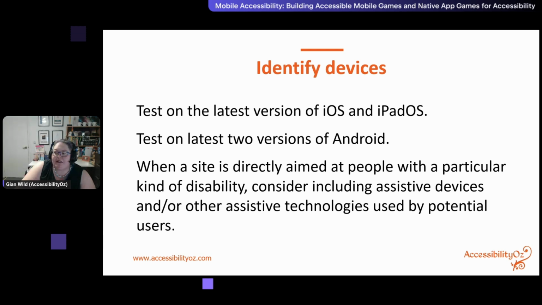And just think also, when a site is directly aimed at people with a particular kind of disability, you can consider including assistive technologies used by potential users. So, for example, if you have a site or a game that's aimed at people with acquired brain injury, then you should be testing with an assistive technology like Dragon NaturallySpeaking, because that's what they use.